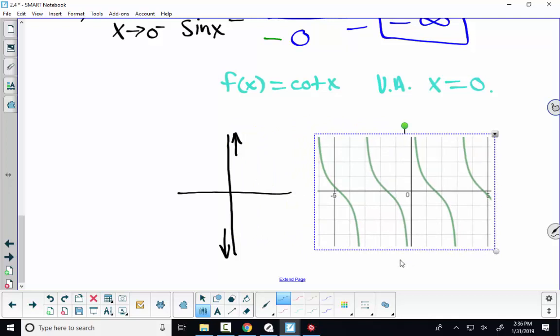That's what we've determined close to 0, however. So we know that it's up here, and over here we know it's down here. Any other questions?